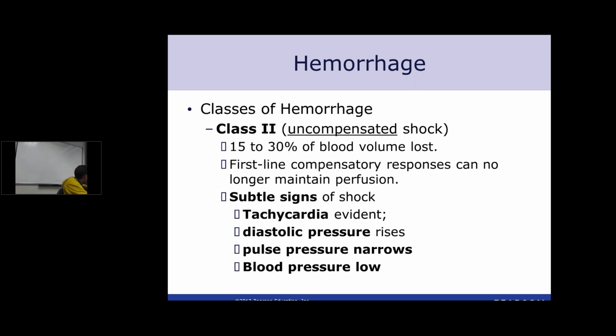Class 2, you'll start to get those subtle signs of shock where that tachycardia really becomes evident. More than just a bumped heart rate, that patient really is becoming tachycardic. Diastolic pressure starts to increase, and you get that narrow pulse pressure, which is different than what. So hemorrhagic and hypovolemic shock, you get narrow pulse pressures. Which one do you get wide pulse pressure?